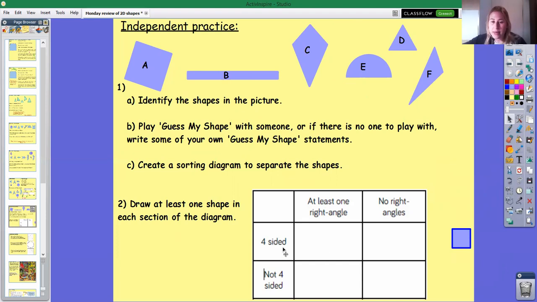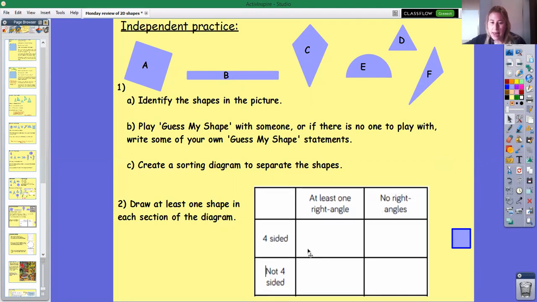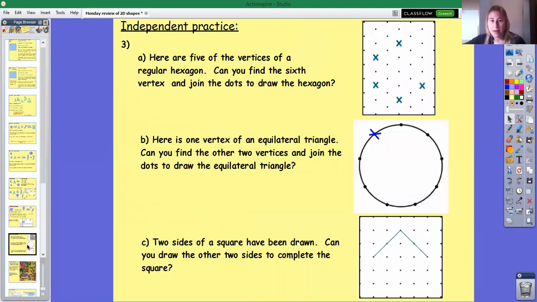So if I'm looking at the criteria here, I know that in this box here, this column talks about at least one right angle, and this row talks about 4-sided. So I need a shape in here that is 4-sided and has at least one right angle. So I could choose a square, couldn't I, for that one? A square has got 4 right angles, so that's at least one, and a square is a quadrilateral, it's 4-sided. But I know that there are other quadrilaterals that would also fit in that box. So I'm going to leave some space and I could draw some other shapes in there.